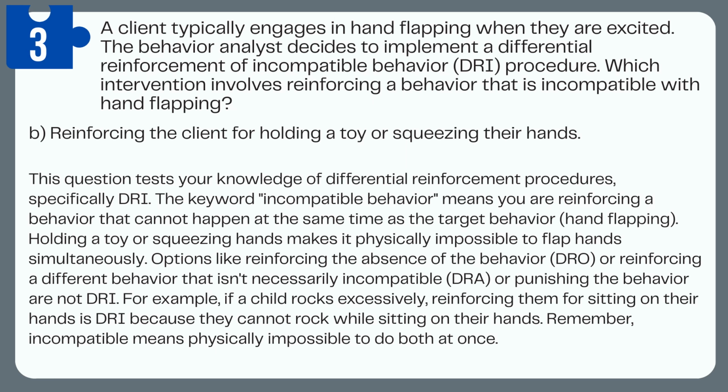necessarily incompatible, DRA, or punishing the behavior are not DRI. For example, if a child rocks excessively, reinforcing them for sitting on their hands is DRI, because they cannot rock while sitting on their hands. Remember, incompatible means physically impossible to do both at once.